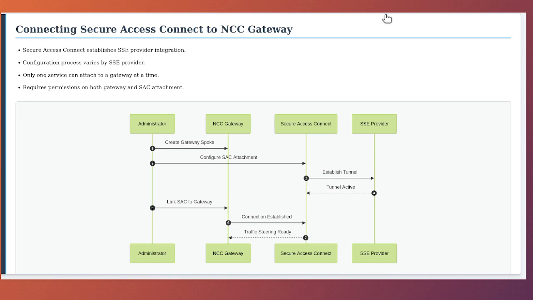If you need to change SSE providers, you must disconnect the current service before connecting a new one. The detailed configuration steps are documented in the Secure Access Connect documentation and vary by provider. The key outcome is that after this step, traffic routed through the NCC Gateway will be sent to your SSE service for inspection before reaching its destination. Verify the connection is active by checking the Secure Access Connect attachment status in the console or via the API. The attachment should show as connected with the SSE service details visible.